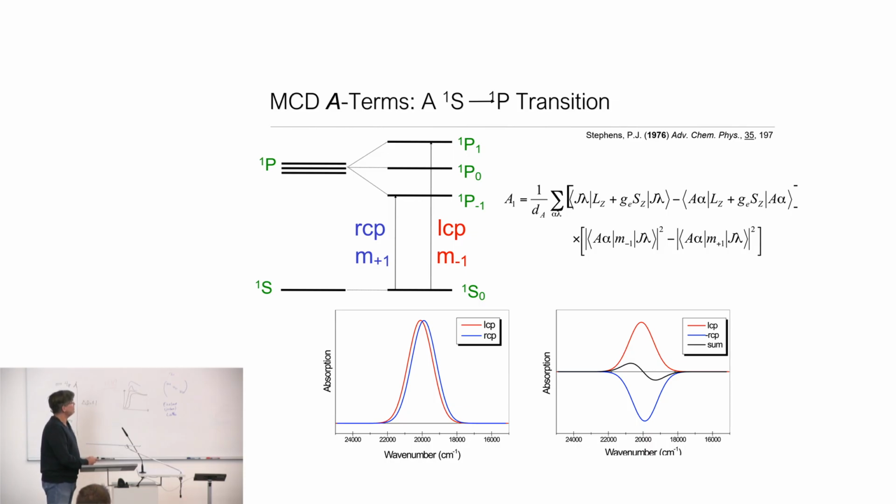So the A term is arising in the simplest possible form when you go from a non-degenerate ground state to an excited state that is degenerate. Yeah, so for example, here we have a fictitious atom where you start in a singlet S state that is non-degenerate, and you go to a singlet P state that is triply degenerate. So then in a magnetic field, the three components of the singlet P state will split into P minus 1, P0, and P plus 1.